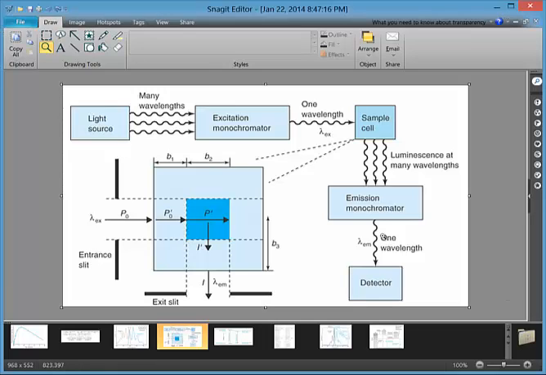This is a brief tutorial about luminescence. It is meant to supplement some of the reading from the Harris textbook, chapter 17. We're familiar with absorption spectroscopy, the typical UV-Vis spectroscopy, and what I'd like you to do is think about that as we go along in this tutorial here.